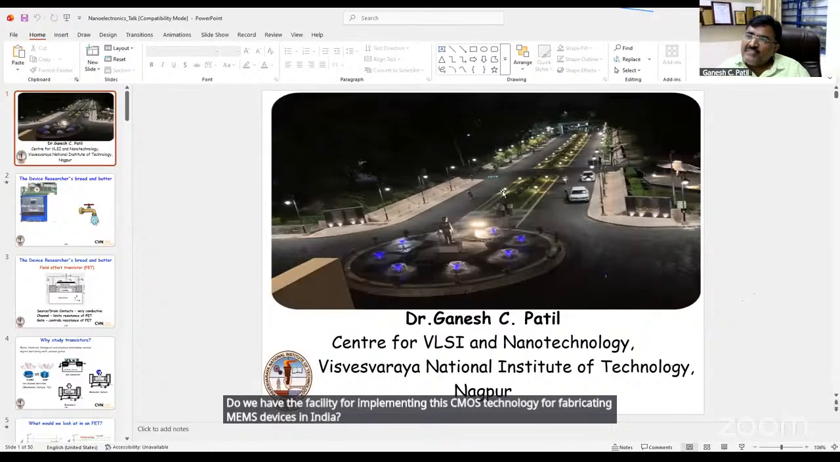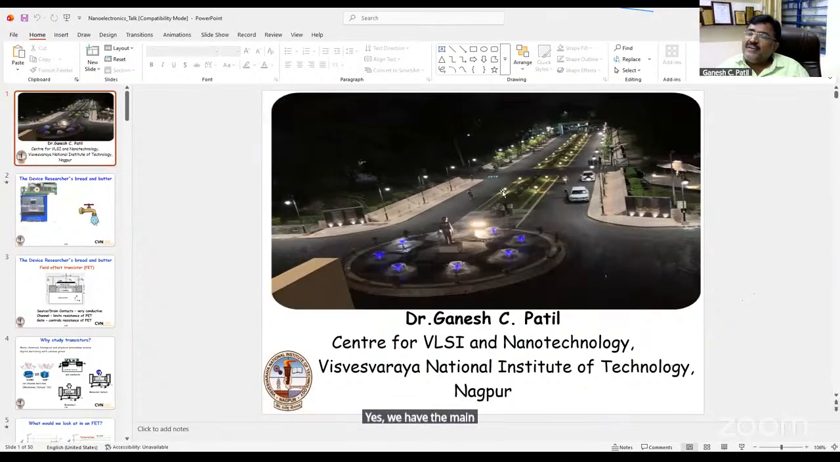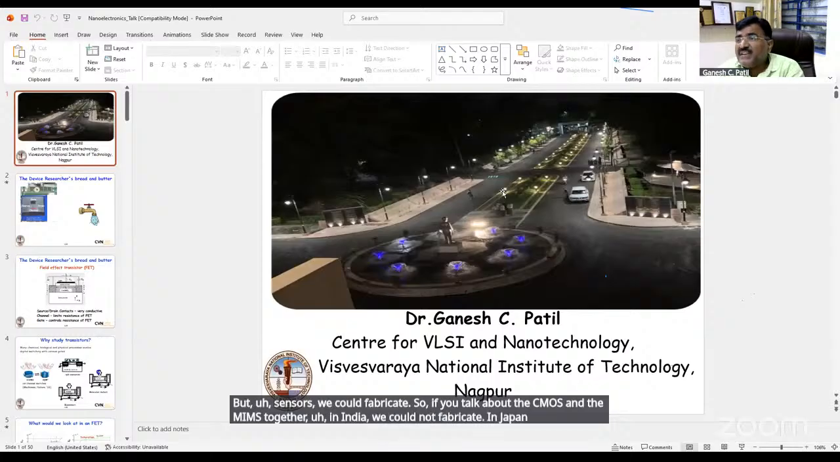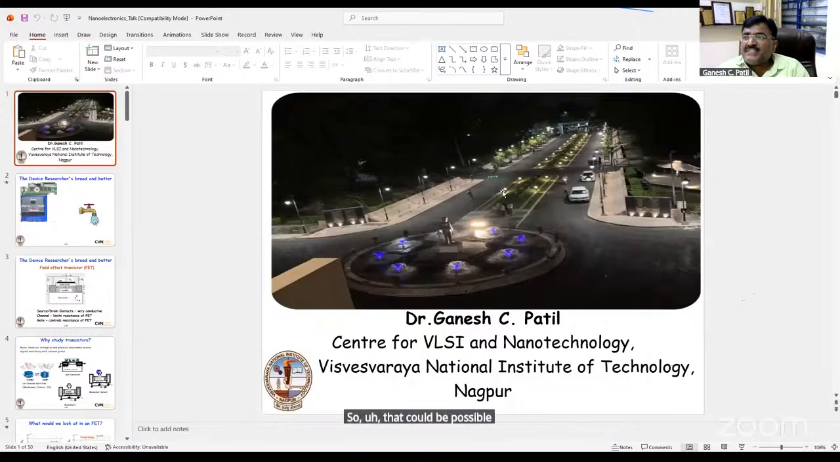Yes, we have the MEMS centers here, not with the CMOS, but sensors we could fabricate. So if you talk about the CMOS and the MEMS together, in India we could not fabricate. In Japan there is one laboratory. You just Google it, Tanaka Laboratory will be providing the facility. So that could be possible. But CMOS MEMS in India we could not fabricate, but MEMS sensors we could develop.